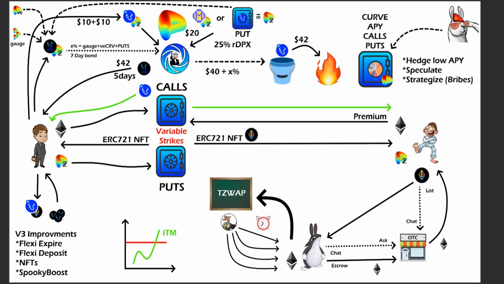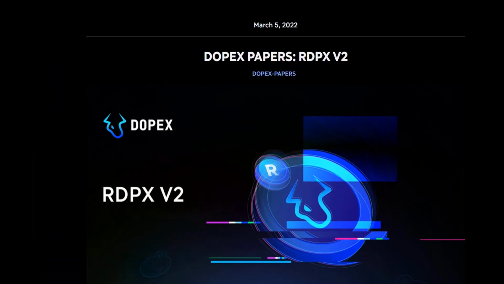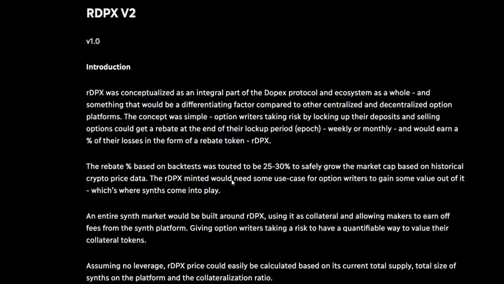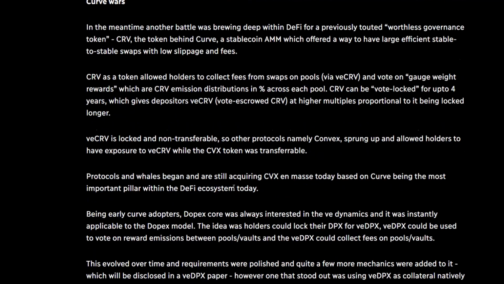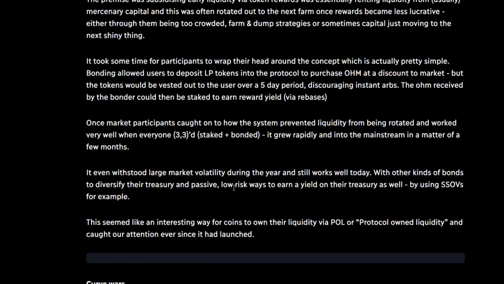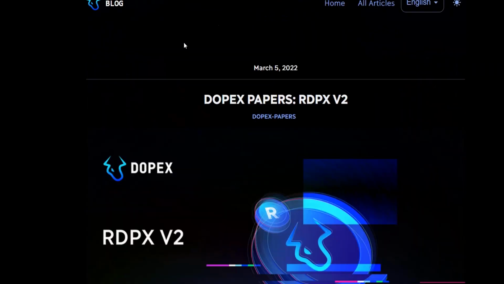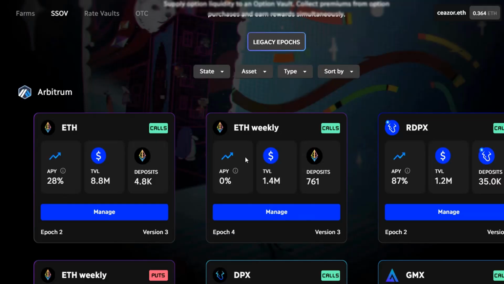Anyhow, this is a lot of stuff to try to wrap your mind around, and I do recommend you go and read these. I had to read some of them, I wouldn't say twice, but I had to read this one very carefully, especially this version 2 rDPX, these rebate tokens. I had to read this pretty carefully. So if you didn't understand this, maybe watch it again, or come and read these, or go and ask some questions in the Discord and so forth. It's pretty interesting stuff and big brain juicy stuff.